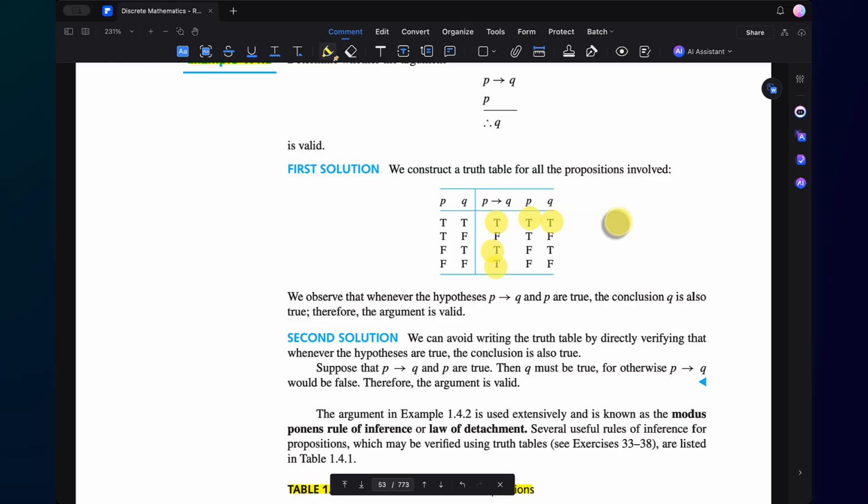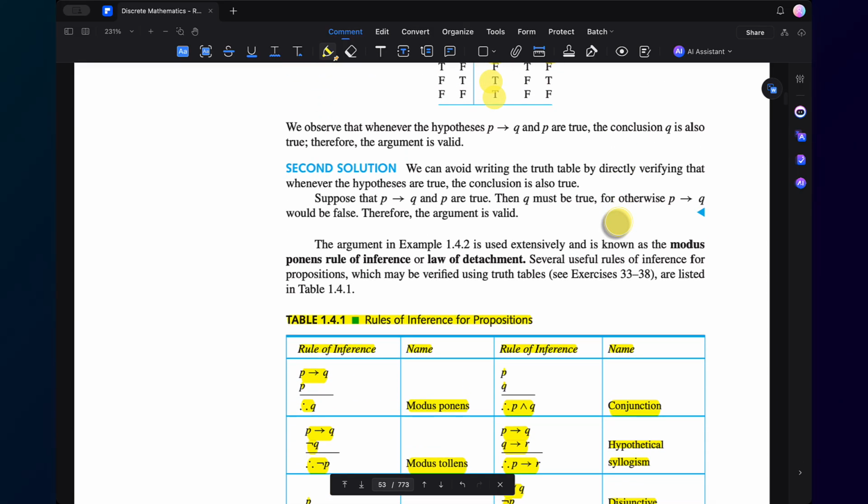The second way you can do this is you can avoid the truth table and do it directly. You say to yourself, suppose that P implies Q and P is true. Then Q must be true, for otherwise P implies Q would be false. Therefore, the argument is valid. So you can also just reason it out as long as you're using proper reasoning.